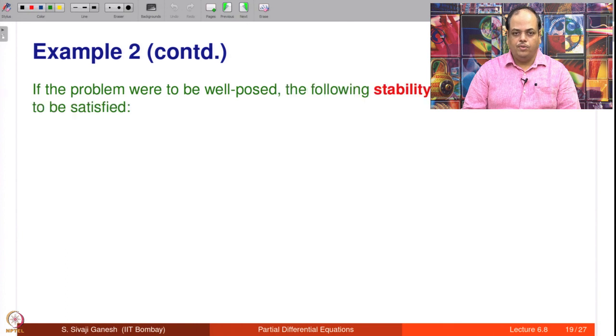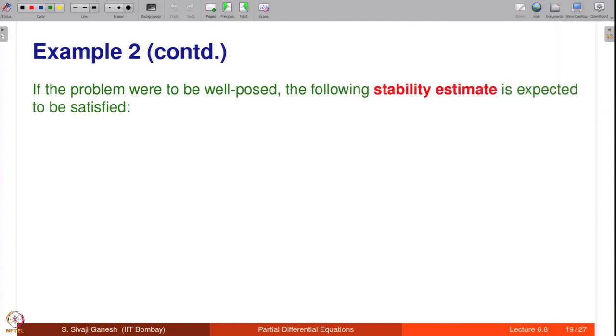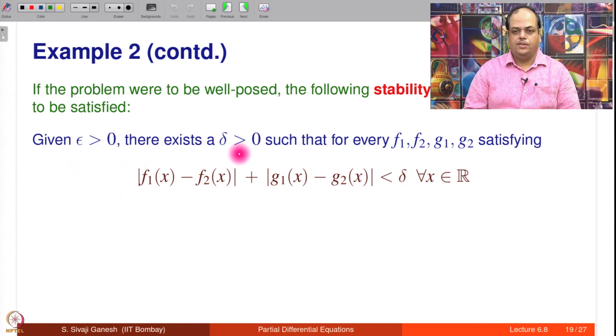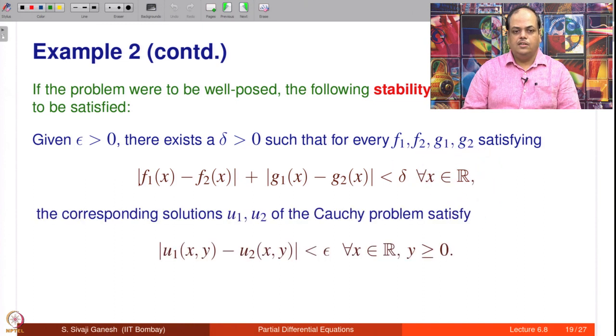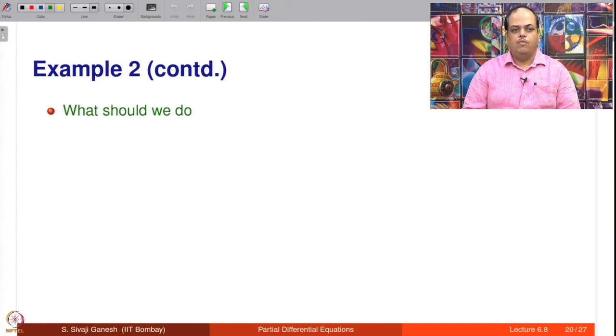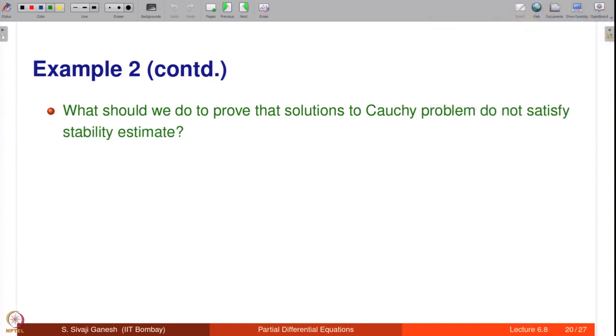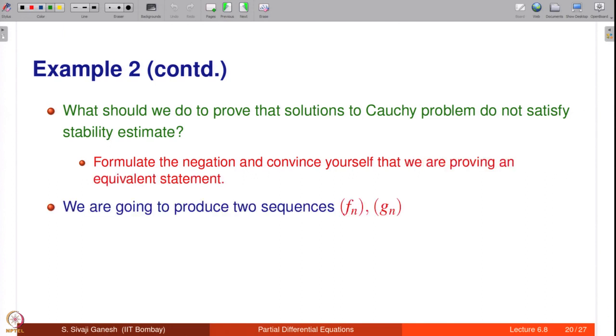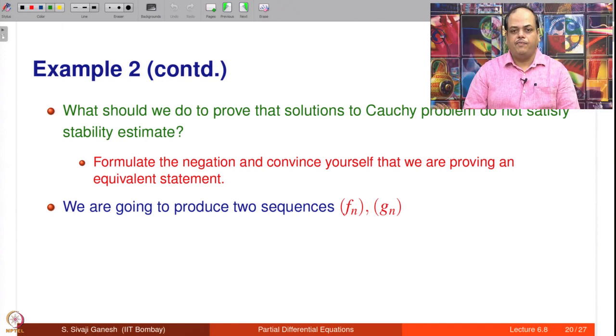If the problem were to be well-posed, the following stability estimate is expected to be satisfied. This is exactly the same way we have written for the wave equation. So, given epsilon positive, there is a delta positive such that whenever the data are delta close in some uniform sense, then solutions remain epsilon close in some uniform sense. What should we do to prove that solutions to the Cauchy problem do not satisfy the stability estimate? Formulate the negation of the stability estimate which is there in the previous slide and convince yourself that we are proving an equivalent statement. We are going to produce two sequences f_n and g_n.